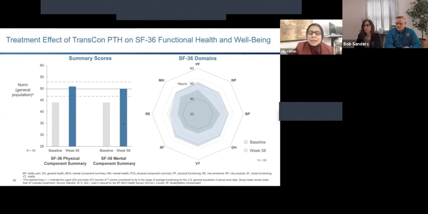What about the mental component? Did that improve? Well, look at this. The mental component also improved at week 58. And over here, you can see at baseline, they weren't feeling as well, because the greater your score, the better you're feeling. So they're feeling pretty poor at the beginning. But the blue is week 58. And by taking this medicine, they were feeling better and better.